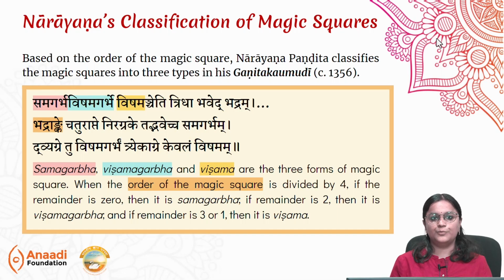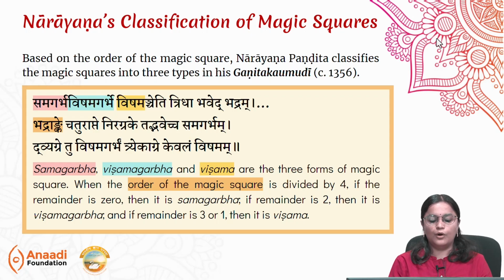As we have seen in our previous videos, Narayana Pandita's classification of magic squares tells us more about what these different types are and how we construct them. Based on the order of the magic square, Narayana Pandita classifies magic squares into 3 types in his Ganita Kaumudi, written in 1356. From the verse which we heard before, we find that there are 3 types. These are Samagarbha, Vishamagarbha and Vishama.